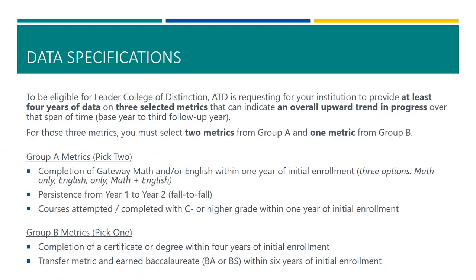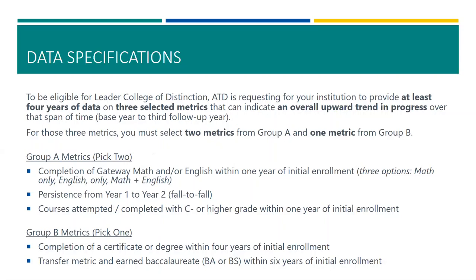Thanks, Nikisha. So to be eligible for Leader College of Distinction, we're asking you for 4 years' worth of data. So it's essentially a 3-year trend. You have an initial year and then 3 follow-up years on 3 selected metrics that can show an overall upward trend in progress over that span of time. So the beginning of that time period to the end of that time period.